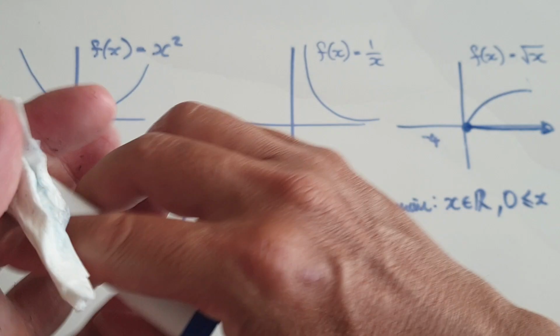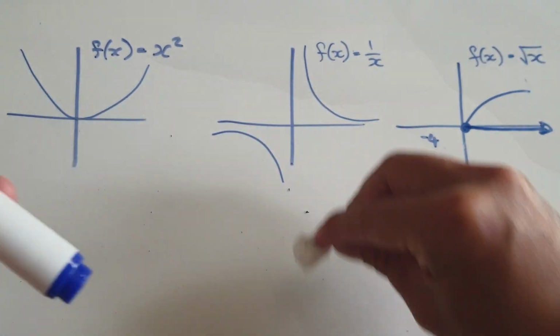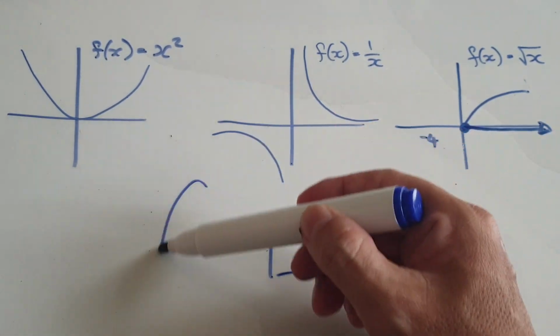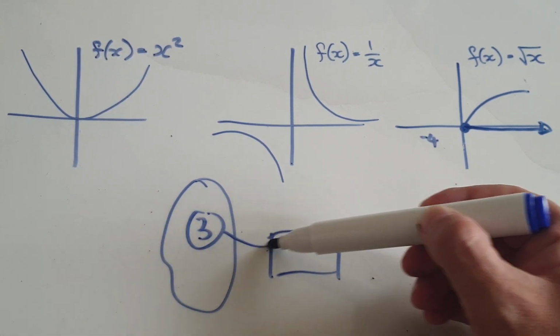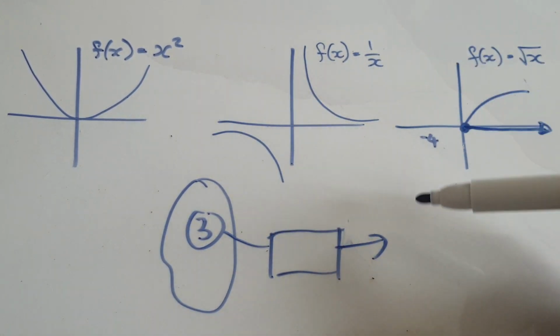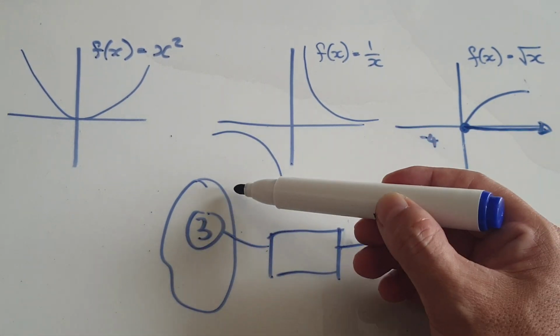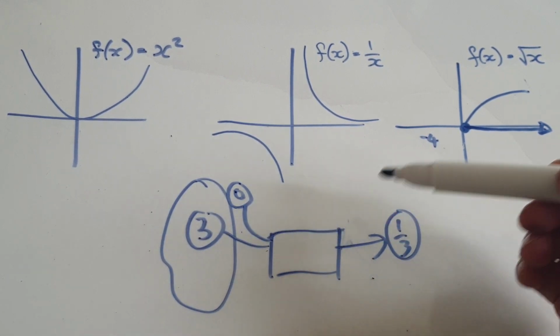Now let's look at the domain for 1 over x. Domain is what you can put into the machine without it breaking down. You put the number 3 into the machine, that works, because 1 divided by 3 will spit out a third. You see, it breaks down when you put the number 0 into the machine.